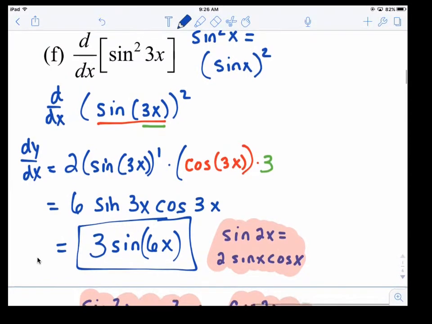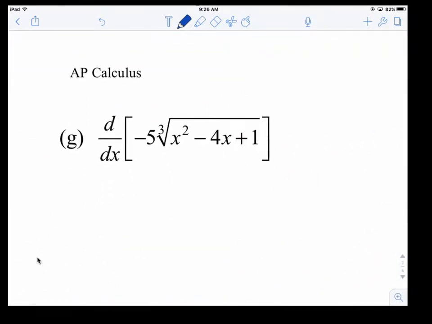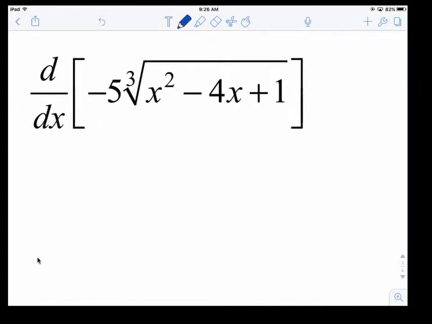So are we good? Okay. Letter G. So how would you rewrite that one? You got -5.